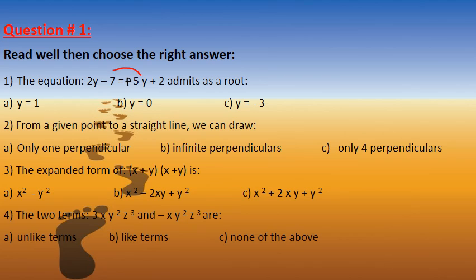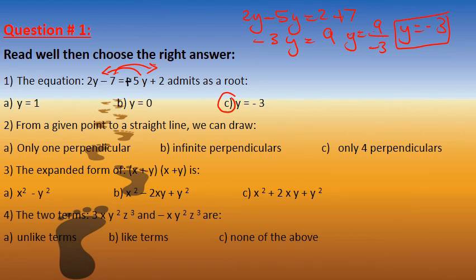We bring all the variables to the first side of the equation and all the fixed numbers to the second side of the equation. So we have 2y minus 5y is equal to 2 plus 7. 2y minus 5y is equal to minus 3y, equal to 9. Now this is a simple equation. y equals 9 over minus 3. Then y is equal to minus 3. This is the root of the equation, so it is C.